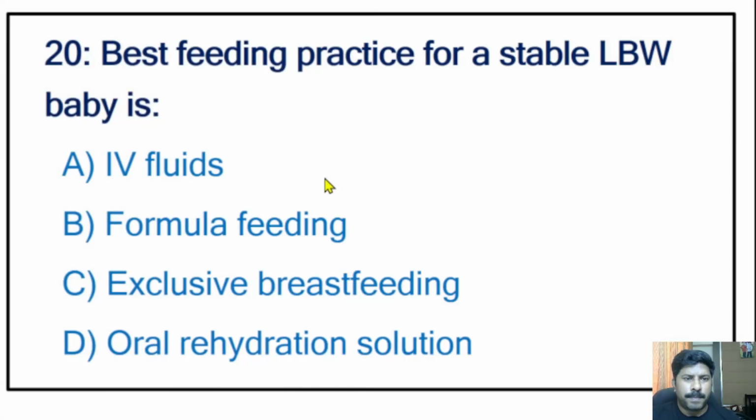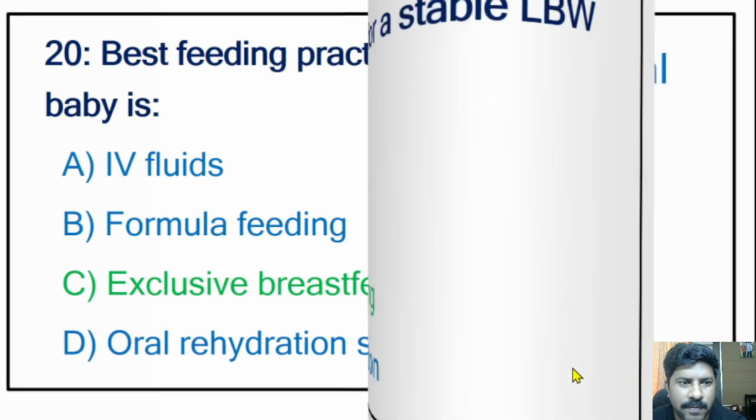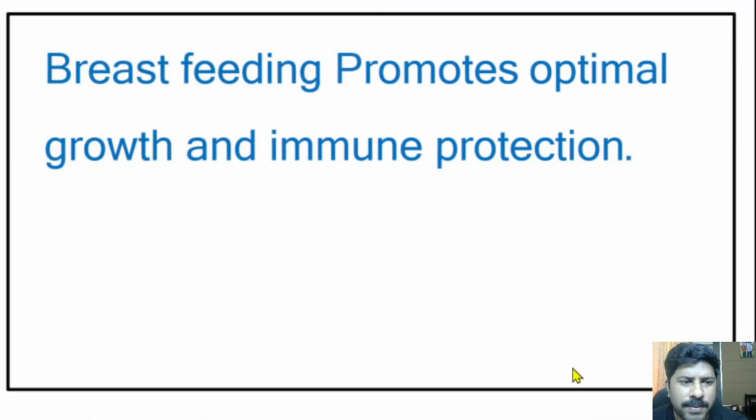20th question. Best feeding practice for a stable low birth weight baby is: IV fluids, formula feeding, exclusive breastfeeding, oral rehydration solution. If the baby is stable, exclusive breastfeeding only is required to improve the nutrition status. Breastfeeding promotes optimal growth and immune protection.